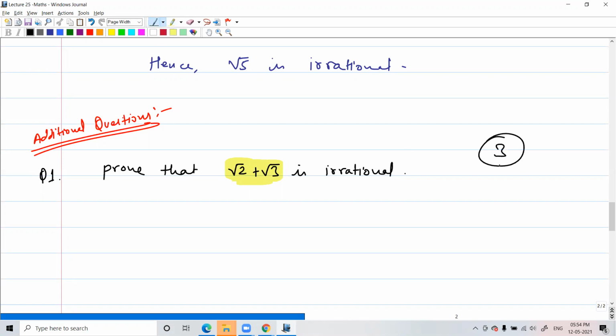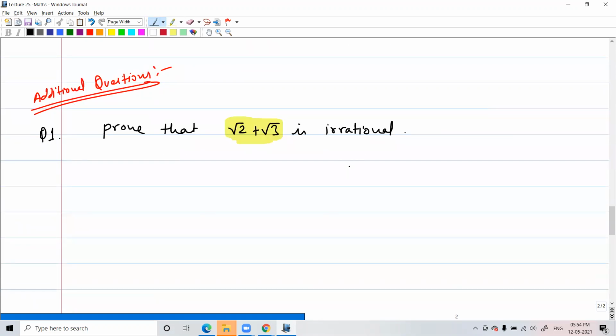And normally this will be at least a 3-mark question, okay? So you can't just assume that root 2 plus root 3 is irrational. This needs a certain amount of proof. Anybody has any idea what we can do? Think about it. First, square. Yes, tell me, one of you, anyone? First add both of them, sir.